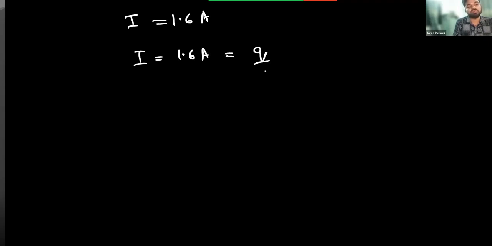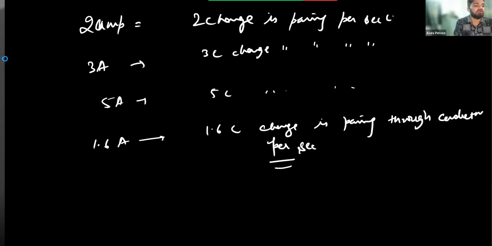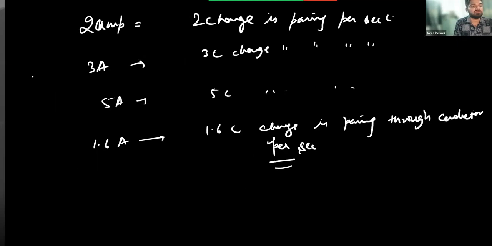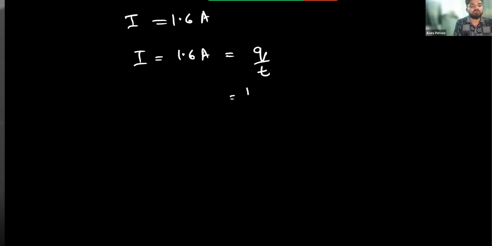So if 1.6 ampere current is passing through it, then the question is asking how many electrons are passing per second. Means how many electrons are going to carry this 1.6. So we have I is equal to 1.6 ampere, which equals Q upon T, and in the question it is being asked per second. How many electrons will pass through a conductor per second? Means time is 1 second.